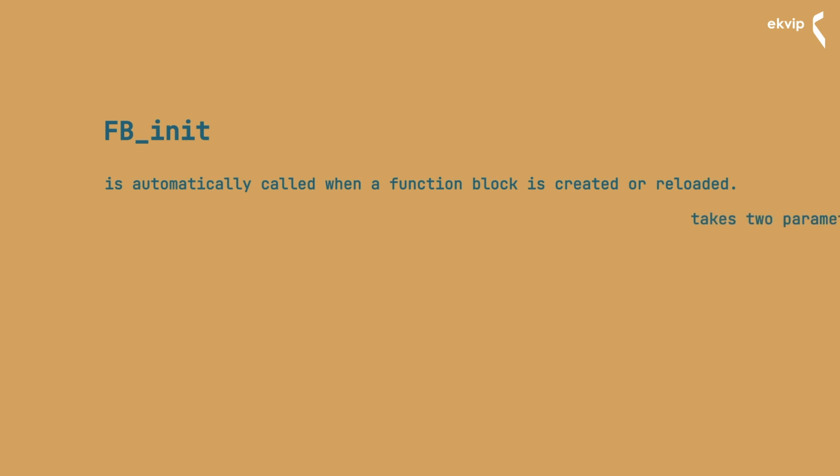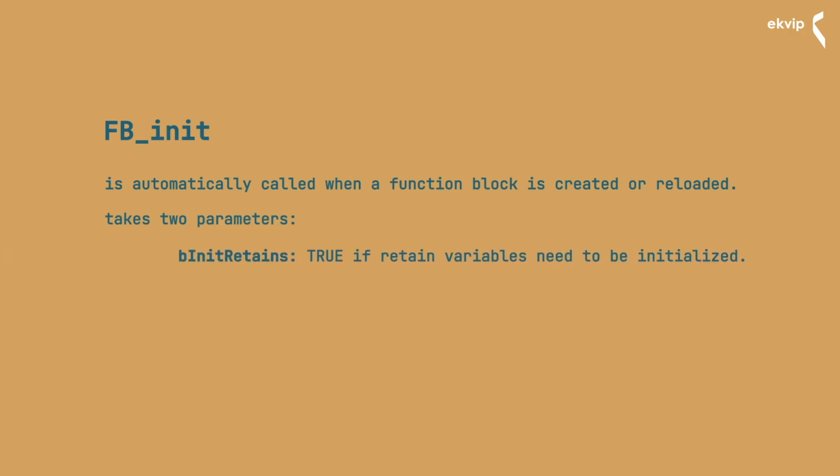The fbInit method is used to initialize your function block. It's automatically called when a function block is created or reloaded. This method takes two parameters. bInitRetains, true if retain variables, means variables that keep their value across reboots, need to be initialized, used in warm and cold starts. bInCopyCode, true if the function block is being moved to the copy code, this happens during an online change. In simpler terms, fbInit is like setting up the function block before it starts doing its job, making sure everything is in the right state.